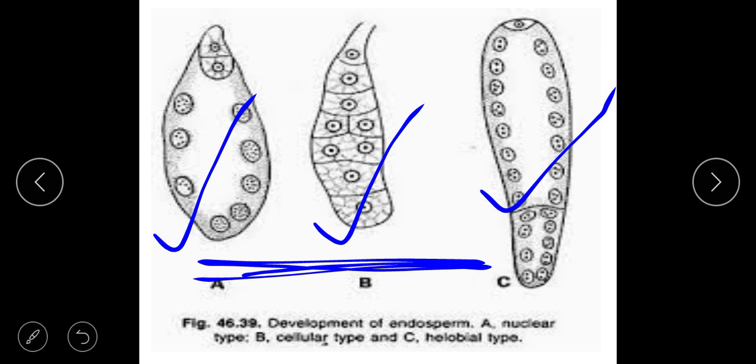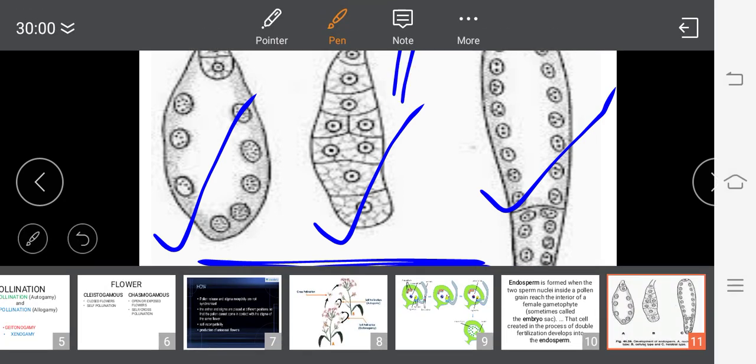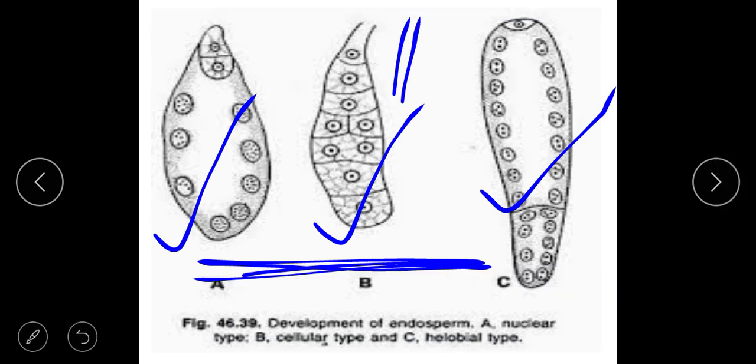In the nuclear type, you can see the nucleus is dividing, which is not followed by the division of the cytoplasm. So you can see a multinucleated state. In the cellular type, the division of cytoplasm is also taking place. The third case is also seen in the coconut. The question is being asked many times about that. The coconut water, coconut kernel, what is that? Which type of endosperm is it?